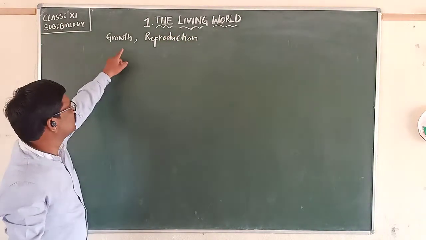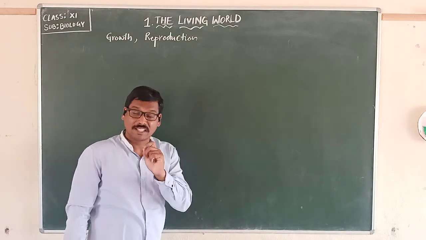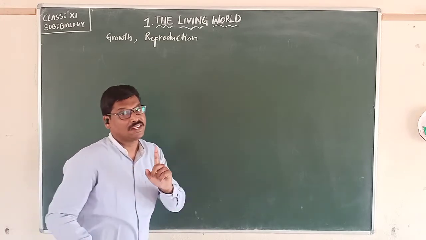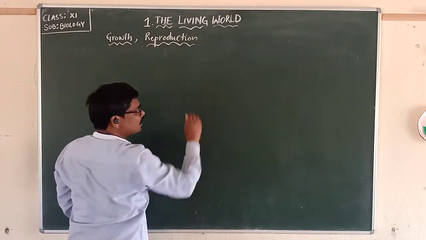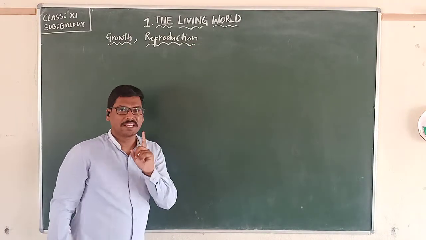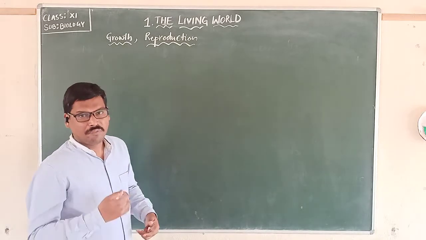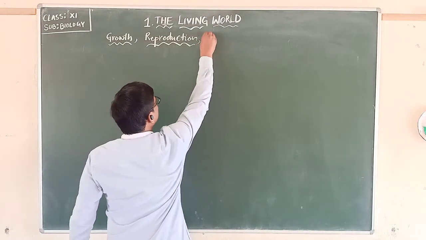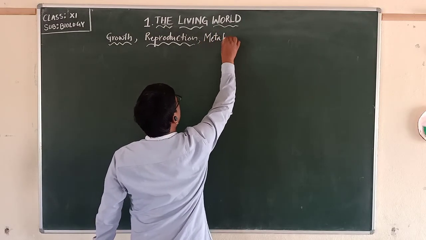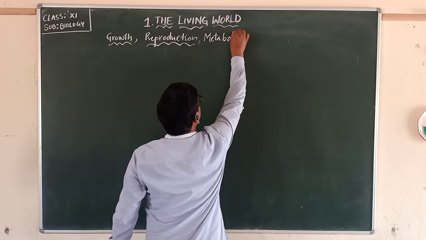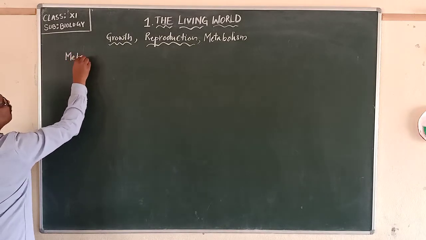When we discussed these two characteristics, we came to the conclusion that these two are not well-defined characteristics. So let us remember, growth and reproduction are not well-defined characteristics of living organisms. But in this video, we are going to discuss the next characteristic, called metabolism. So today we are going to discuss metabolism.